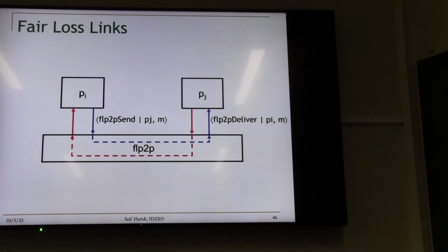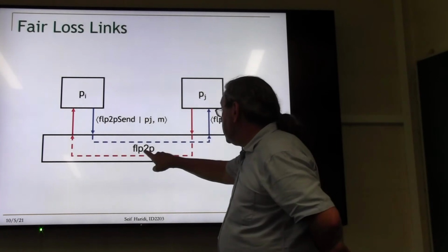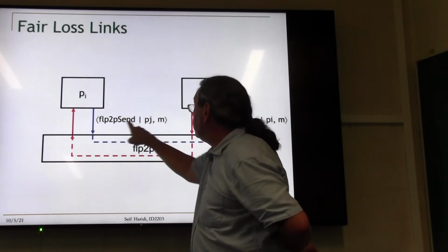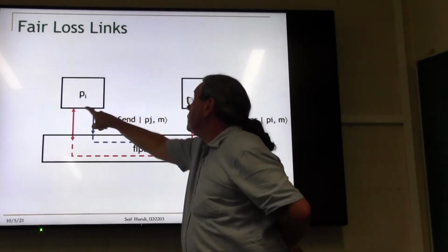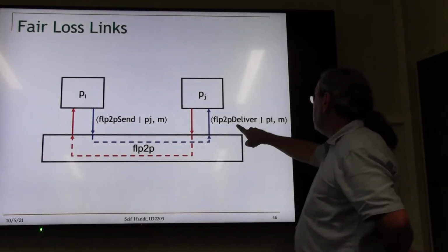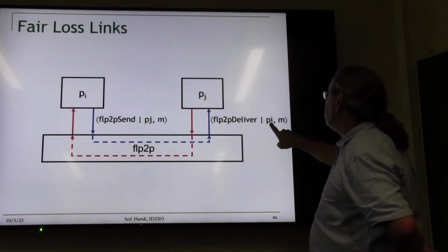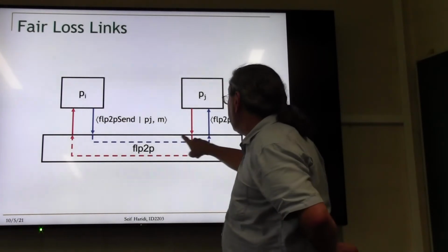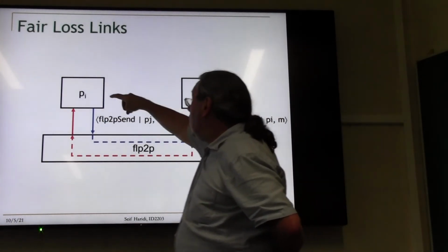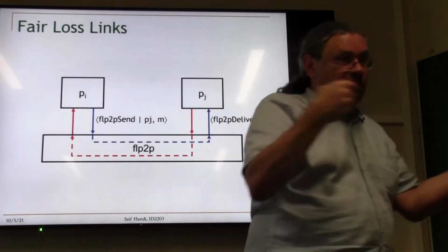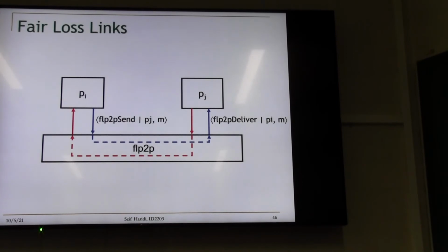So here's a fair loss link. I'm going to give it a name, FLP2P, fair loss point to point. This is the send, like a record. It's a type with a PJ, so it's going from PI to PJ, with a message M. And here I have the deliver arriving. This is a deliver event coming from PI with M. So I send a message, and the message is delivered. On one node I send, on the other node I deliver, and I can do the other direction. Bidirectional.